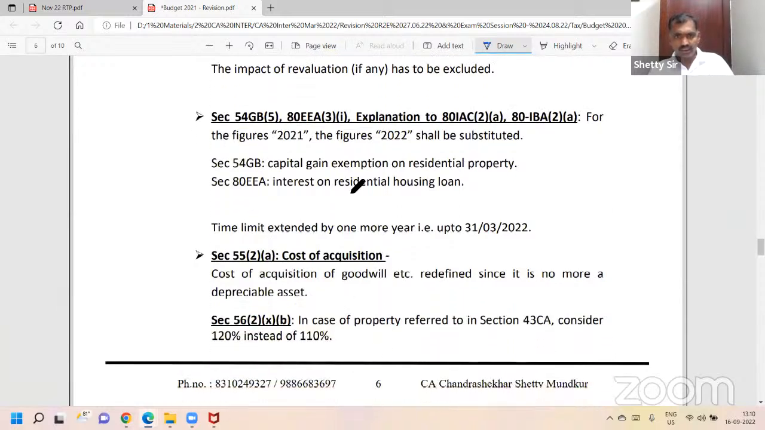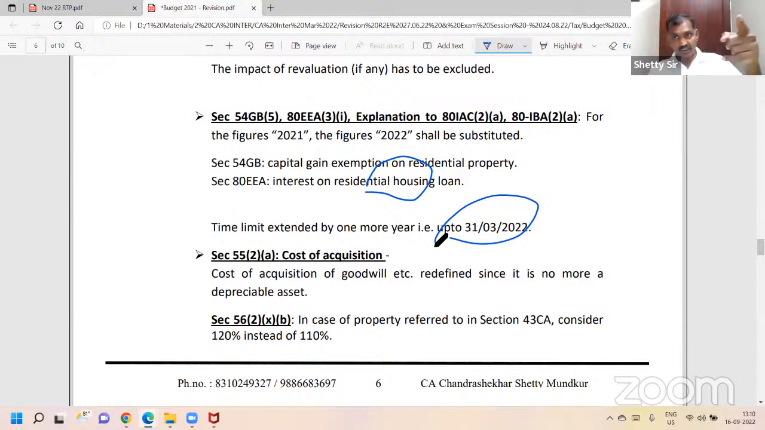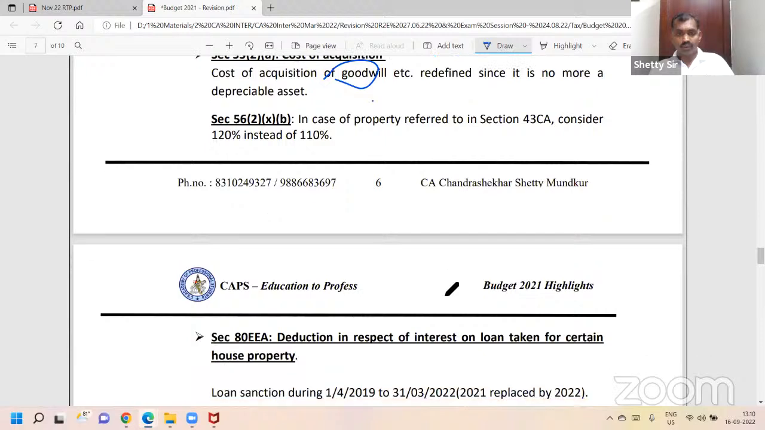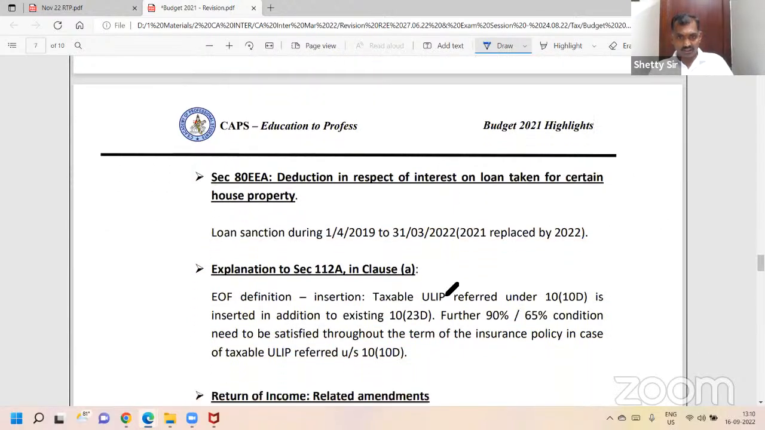80EEA, interest on residential housing loan, we just discussed. It is an extra deduction; earlier the date was 31st March 2021, so it applies. Today in the MCQ we did 1.5 lakh extra, so the interest is allowed. Cost of acquisition of goodwill is normally taken as nil. However, if it is a depreciable asset, acquired goodwill's balance can be taken. 120%, we discussed. 80EEA, just now we discussed.